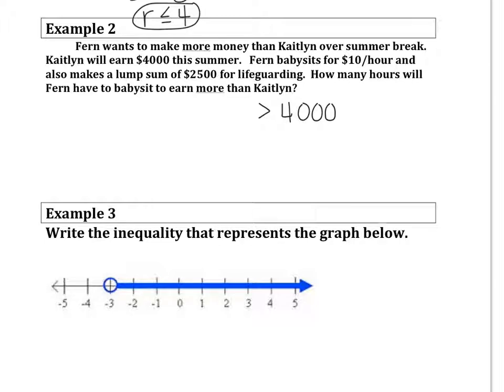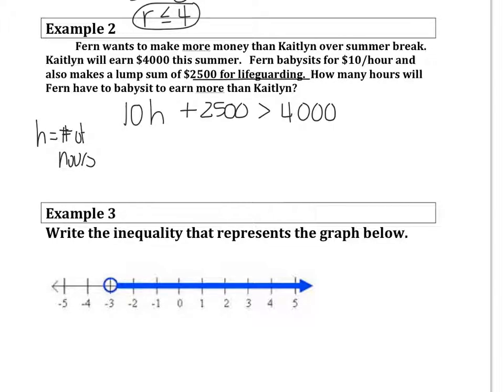Fern, no matter what happens, makes $2,500 for lifeguarding. And so plus, she makes $10 an hour. So H is going to be our variable, and it's the number of hours that she spent babysitting. Sorry for the handwriting here. So 10H. Now we're going to solve like normal.